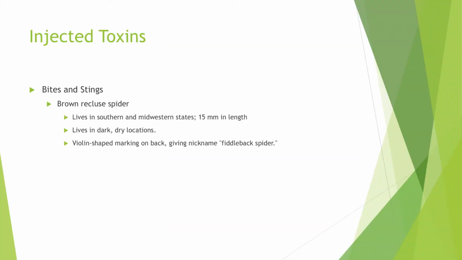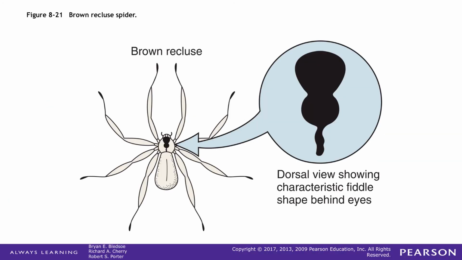Brown recluse. We do have brown recluse in this area, so that'd be something you would have to worry about. There's a violin-shaped marking on the back, so you might call it a fiddleback spider. But they're only about 15 millimeters long. Not very long, but about 15 millimeters.